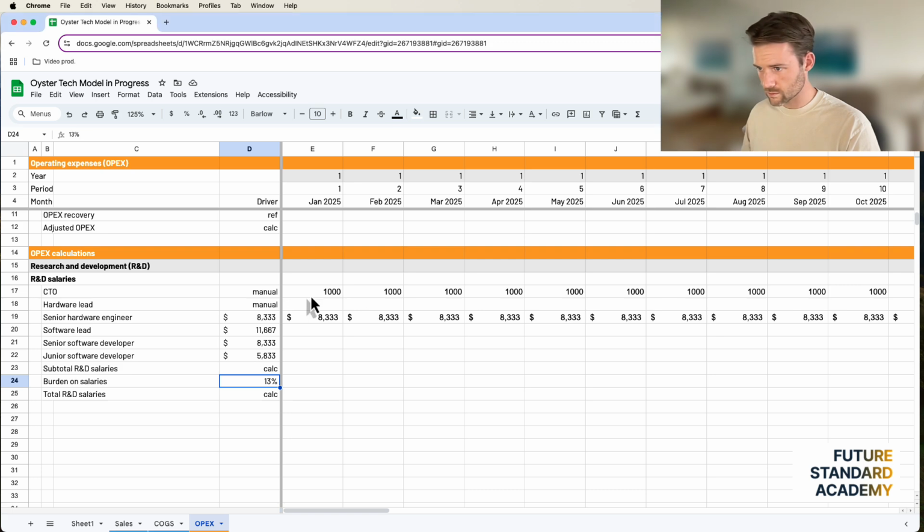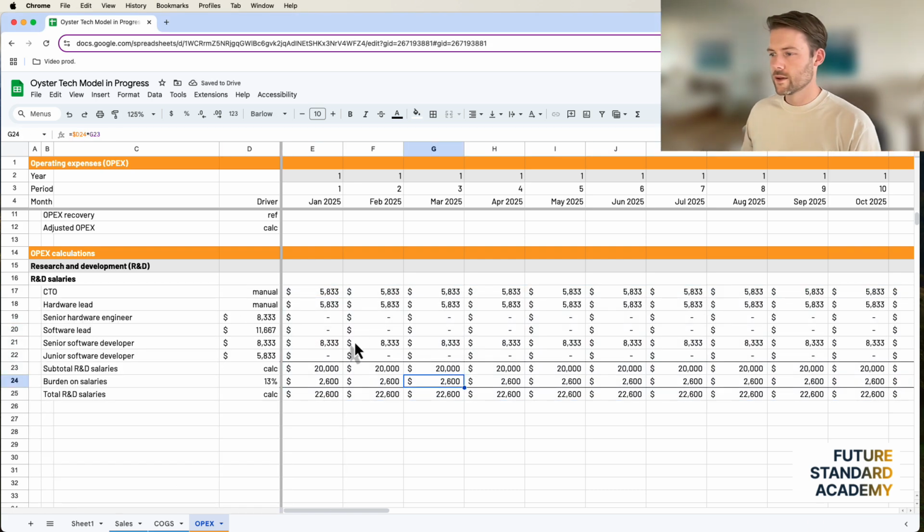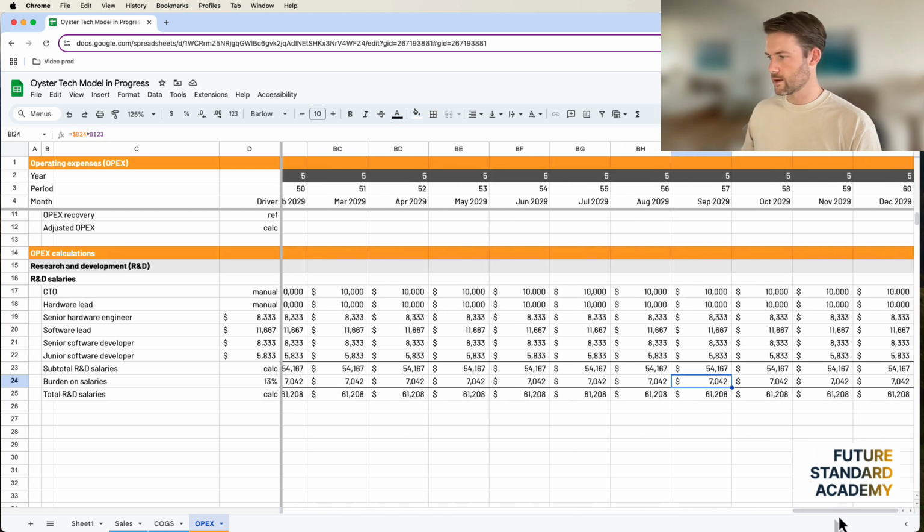Not like that. Okay. This should be locked still. That's that. That's 13% on top of 20,000. Perfect. So all the way up.